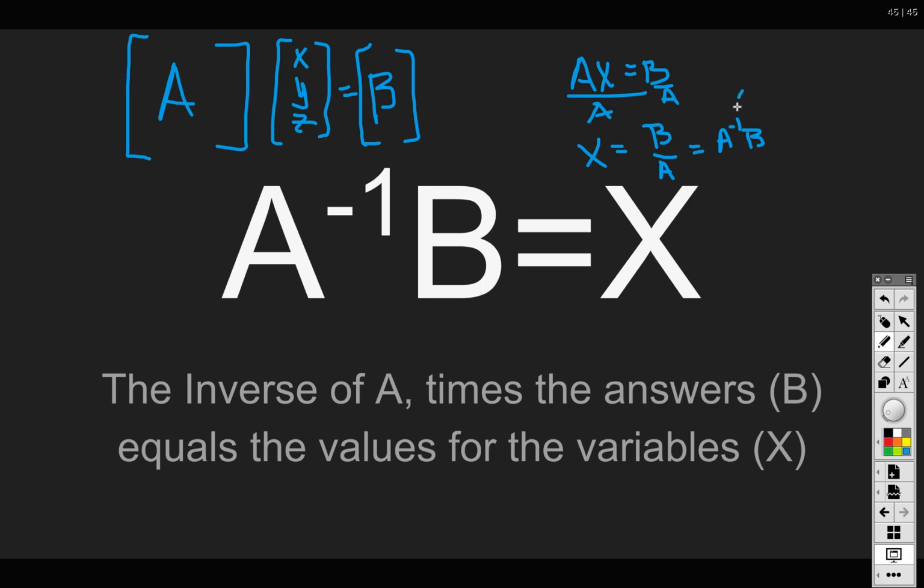So I need to figure out what the inverse of A is in order to solve this. Because what this says is the inverse of A times the answers, which is B, equals the values for the variables, the X, Y, and Z, the A, B, C, whatever your variables happen to be. So we need to find the inverse of A.